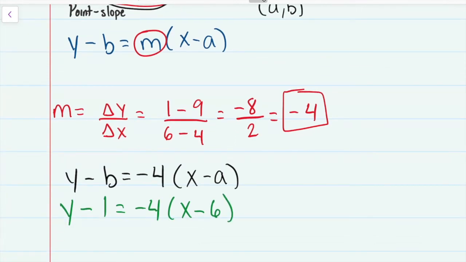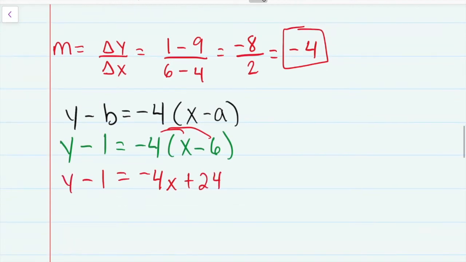Let's do the distributive property first. Negative 4 times x is negative 4x. Negative 4 times negative 6 is positive 24. And we want to leave the y alone, so the last step we have to do is add 1. So my y is equal to negative 4x plus 25.